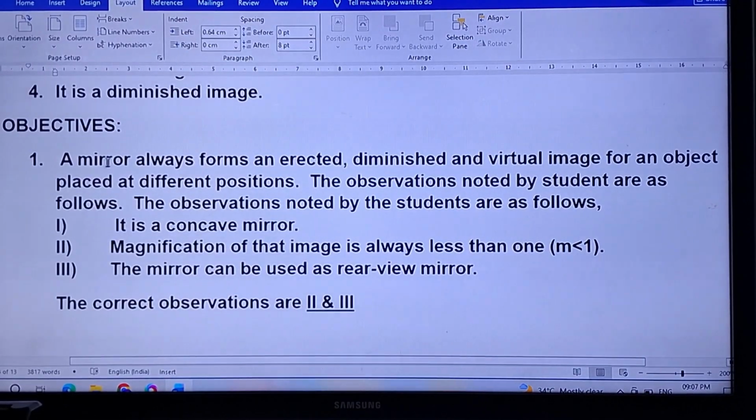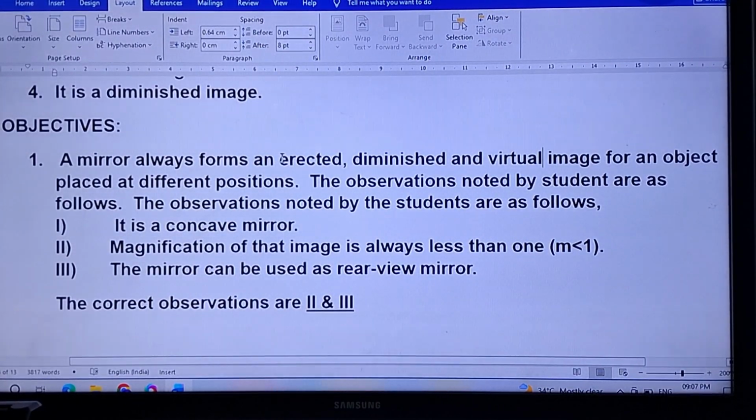Now let us do the objectives, children. A mirror always forms an erect, diminished, and virtual image. How is the image? The image is an erect image, and it is a diminished image, and it is a virtual image. For an object placed at different positions, let the object distance be any place, the image is always erect, diminished, virtual image. The observations noted by the student are as follows.